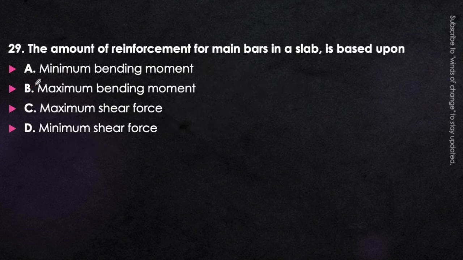Next question. The amount of the reinforcement for main bars in a slab is based upon minimum bending moment, maximum bending moment, maximum shear force, or minimum shear force. It is also an easy question. The amount of reinforcement of main bars in a slab will be provided based on the maximum value of the bending moment, that is option B.